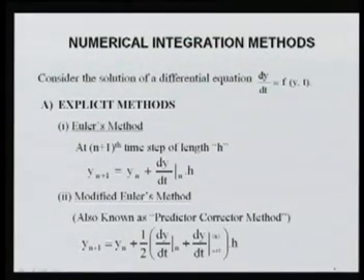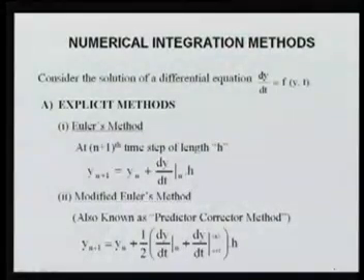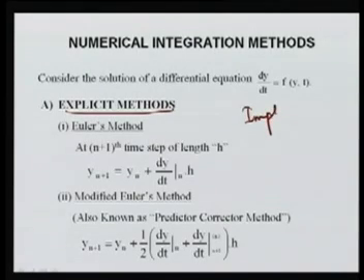So to see that, let us first consider the various numerical integration methods, because that is required to understand how we are going to utilize the Runge-Kutta method or any other methods. So there are two types of methods for solving these integration differential equations. One is called your explicit method. Another is called your implicit method.